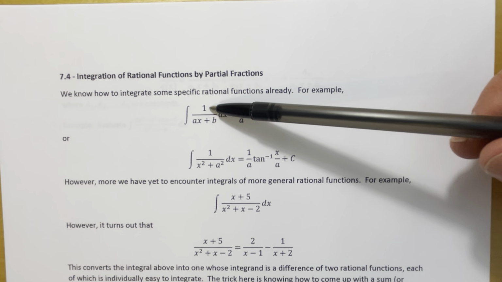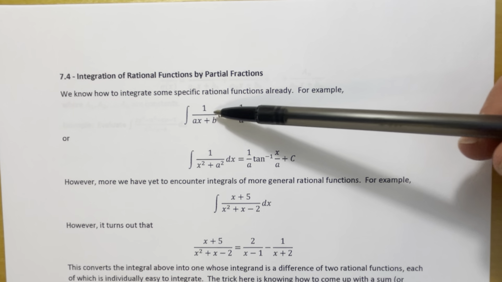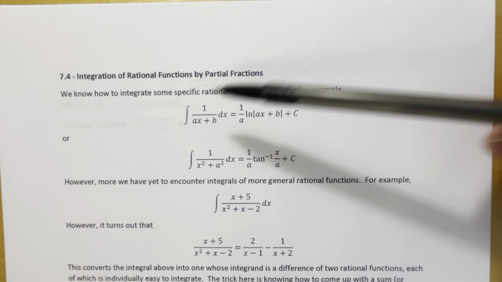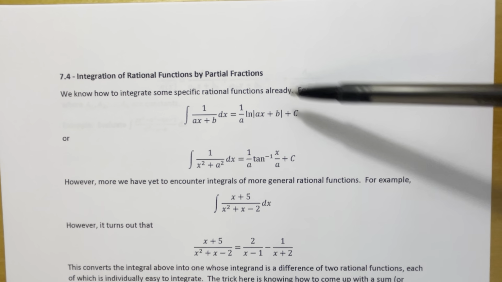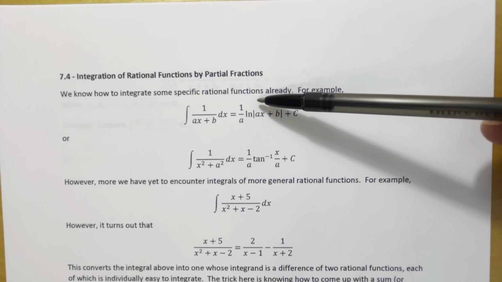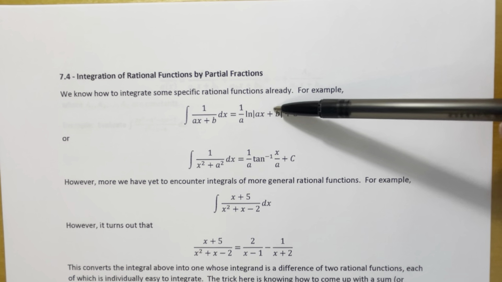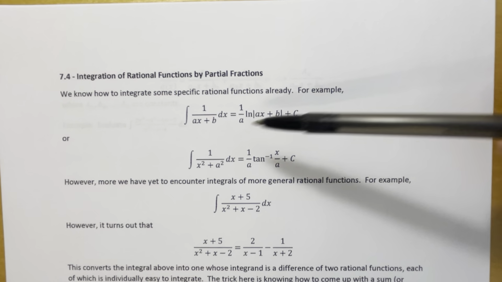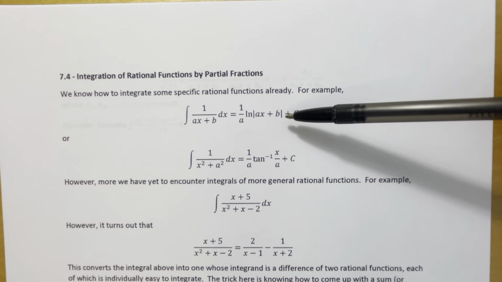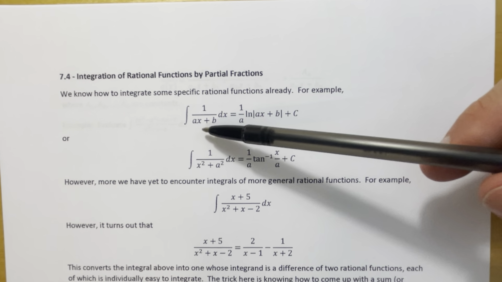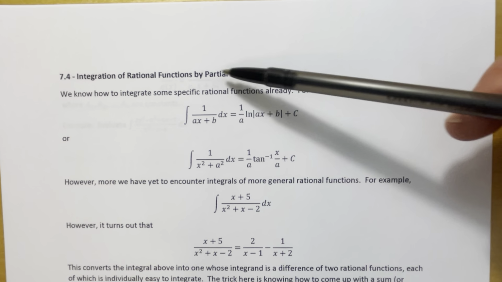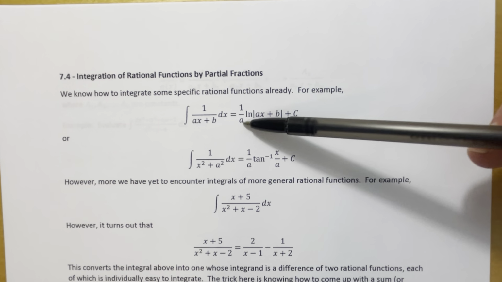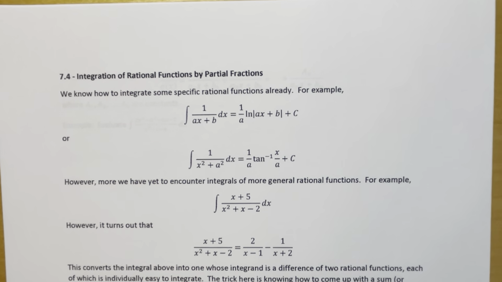So any function of this form, 1 over ax plus b dx, if we integrate that, will always come out to this: 1 over a times the natural log of the absolute value of ax plus b, plus c. And this is easy to come up with using a u substitution. We would just set u equal to ax plus b, and then this is what the end result would be.